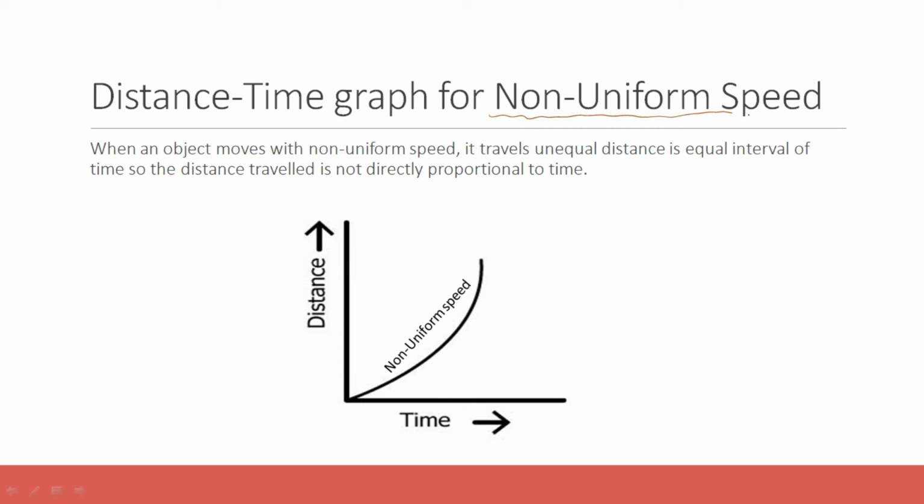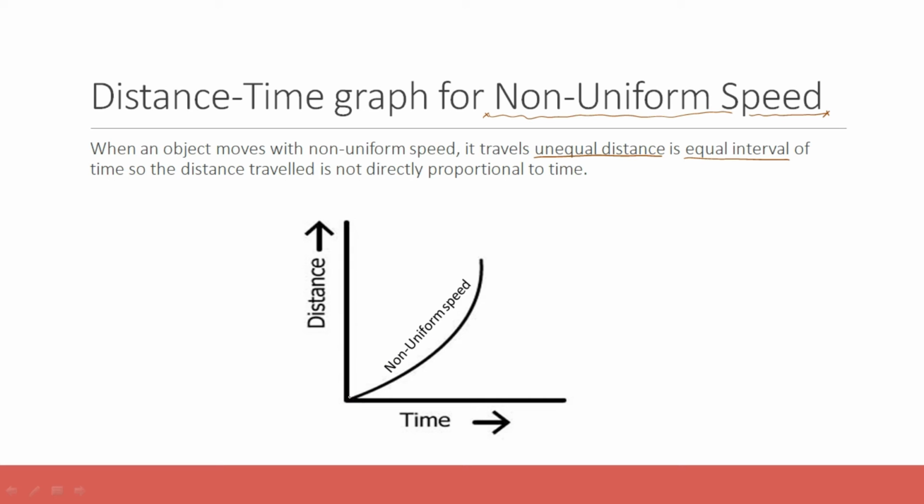So what is non-uniform speed? If you don't know about this, you can check the previous video. So basically what is non-uniform speed? When an object covers equal distance in unequal interval of time, or you can say vice versa, if an object is covering unequal distance in equal interval of time, right? So this is the meaning of non-uniform speed and how we can draw the graph for non-uniform speed.